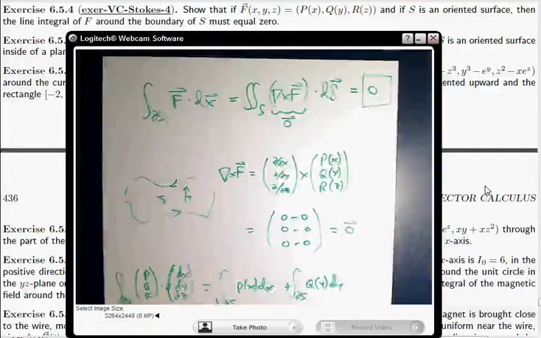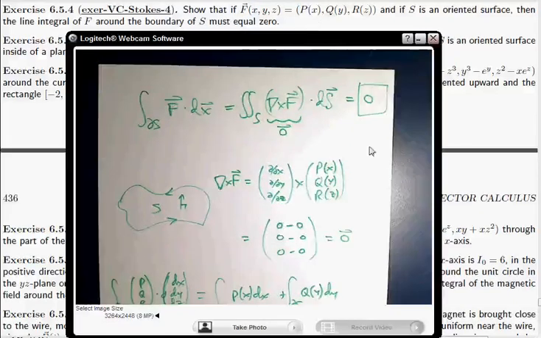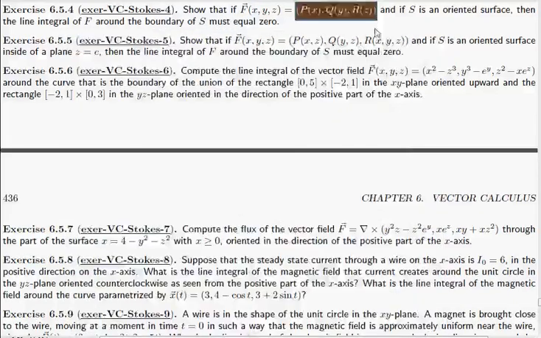So again, not a very impressive result if you really think about it, because of the very restricted category of fields that we're looking at here.